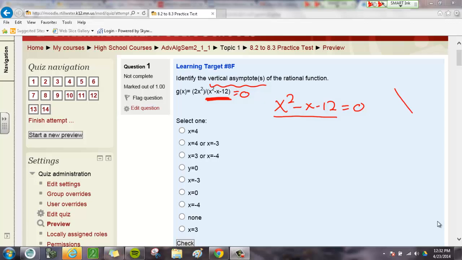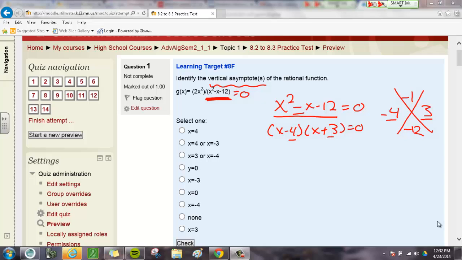So I'm going to do my little x thing over here. I'm going to figure out what times what is negative 12, that adds together to be negative 1. And it turns out to be 4 and 3, but the 4 is the negative. So I have x minus 4, and I have x plus 3 equals 0. That's from the negative 4 and 3 right there and there.